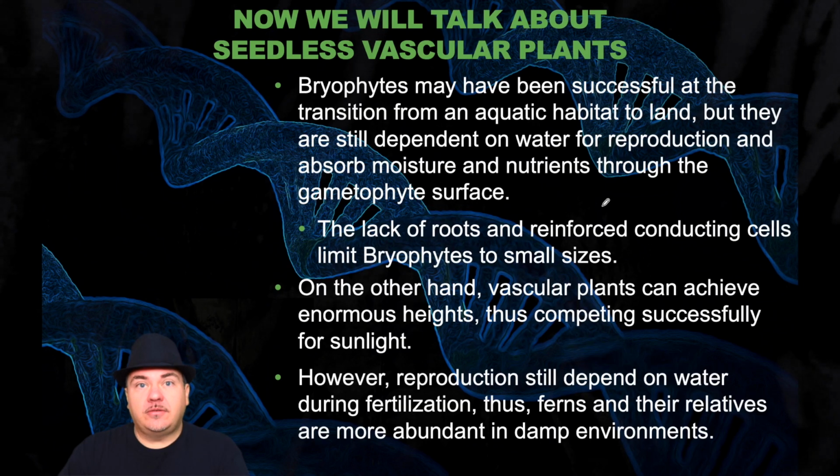So the non-vascular seedless plants, the bryophytes, may have been successful at the transition from an aquatic habitat to land, but they're still dependent upon water for reproduction and absorbing moisture and nutrients through the gametophyte surface. The lack of true roots and reinforcing conducting cells limit bryophytes to very small sizes. On the other hand, vascular plants can achieve enormous heights, thus competing successfully for sunlight. However, reproduction still depends on water during fertilization, thus ferns and their relatives are more abundant in damp environments.